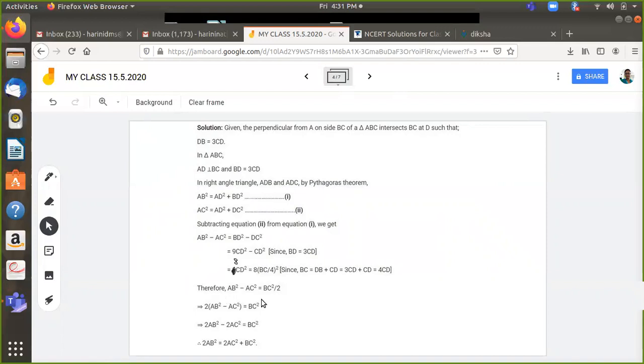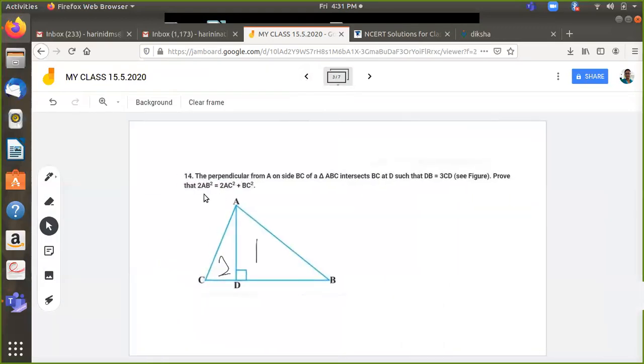Now this is very simple. You have an equation with the denominator here. So when you cross multiply, this 2 goes to the left hand side. So it will become 2 times AB square minus AC square is equal to BC square. Or in other words, this 2 is getting multiplied with both the terms inside the bracket. So you have 2 times AB square minus 2 times AC square equals BC square. Or in other words, when you shift this AC square, you get 2 times AB square is 2 times AC square plus BC square. So this is exactly what you wanted to show.